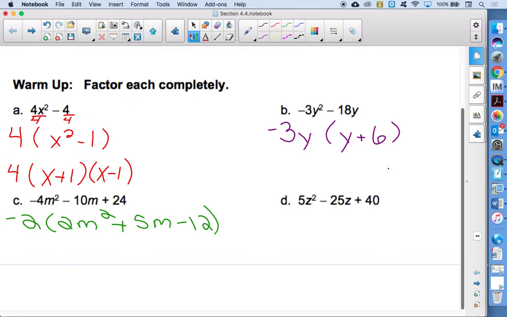And that one, we actually have to stop because we haven't factored anything with a number in front of m squared yet. So stop, keep it with the negative 2, you're done, nothing else to do for the problem. And then the last one, number 5, we have 5z squared minus 25z plus 40. So Kate, what can we take out of letter D? A 5, and when you take a 5 out, what do you have left? Z squared minus 5z plus 8.